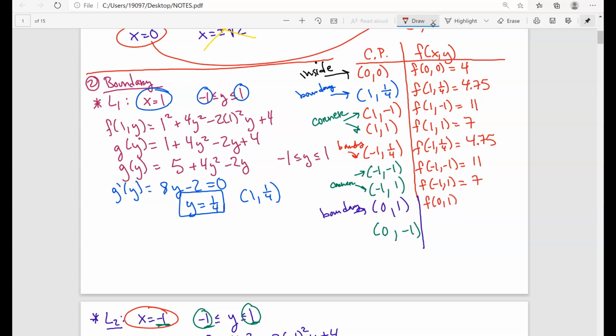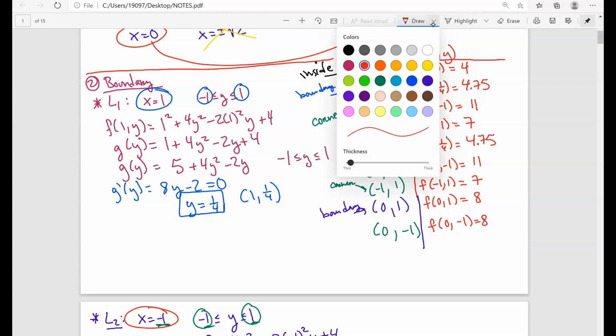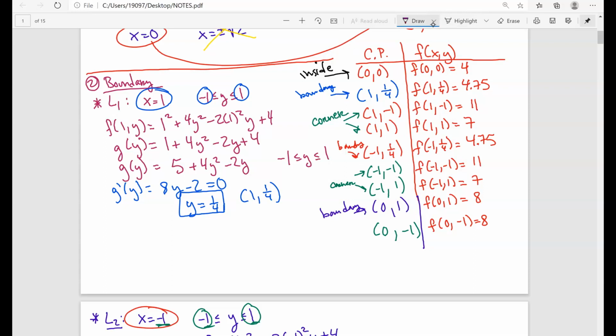And then I'm going to plug 0, 1 in there. Okay, so 0, 1 is going to give me 8. And then 0, negative 1 is going to give me also an 8. All right, so all we got to do now is just look at which one's going to be my maximum, which one's going to be my minimum. So we just got to look for the highest numbers. So if you can see, the highest number in this case is at 1 and negative 1, okay, which is this guy, and also at negative 1, negative 1. So these guys are my absolute max.